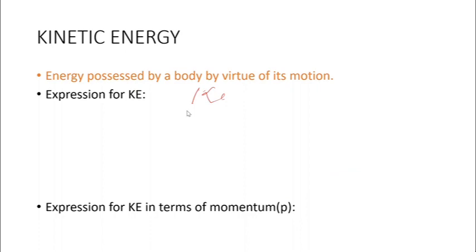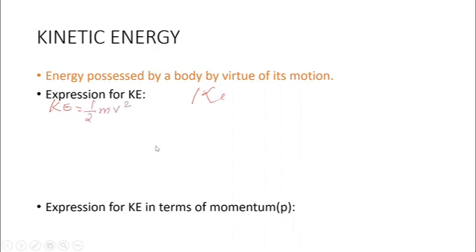Next we will see kinetic energy. Kinetic energy is the energy possessed by the body because of its motion. Kinetic energy of a body of mass m and velocity v can be expressed as KE is equal to half mv square.